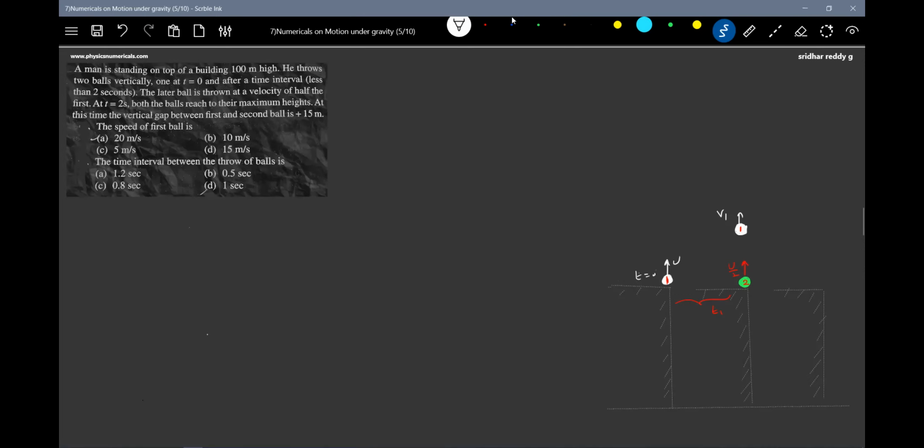Finally, after a time interval, the later ball is thrown at a velocity such that both the balls reach the maximum heights. At t equal to 2 seconds, both the balls will reach their maximum height. Okay, this ball 1 will be here, at its maximum height. Ball 2 will be at its maximum height.